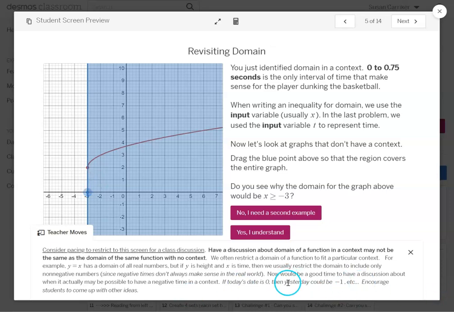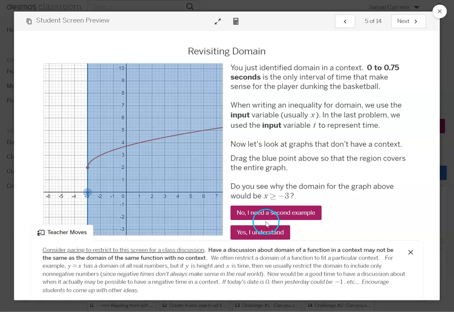You can also discuss down at the bottom here, I've given some more notes, that negatives sometimes do work in a context. You can have negative temperatures. You can go back in time if, for example, you set today as day 0, well then yesterday could be day -1. So it is possible to do it.